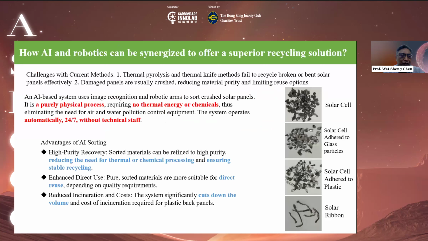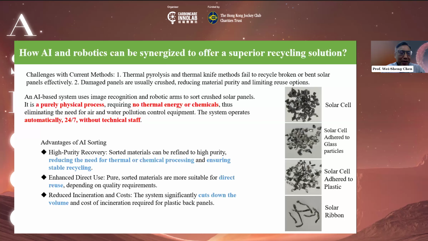Okay, is it efficient? See, it's not good enough. So the latter is my research. I'm using an AI recognition system and robotic arms to separate those materials. The thermal pyrolysis method is too costly for them. For whole PV panels, they can still do it, but damaged panels have to go through crushing, which reduces the material purity and limits their reuse.